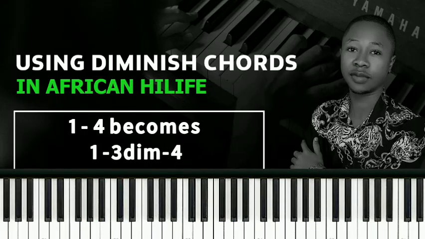So that is it. Anytime you have the 4, apply the 3 diminished as a passing chord to the 4. Or if you don't have the 4 in a song, substitute your 2 for the 4 and then apply the diminished. So let me play it through one more time.